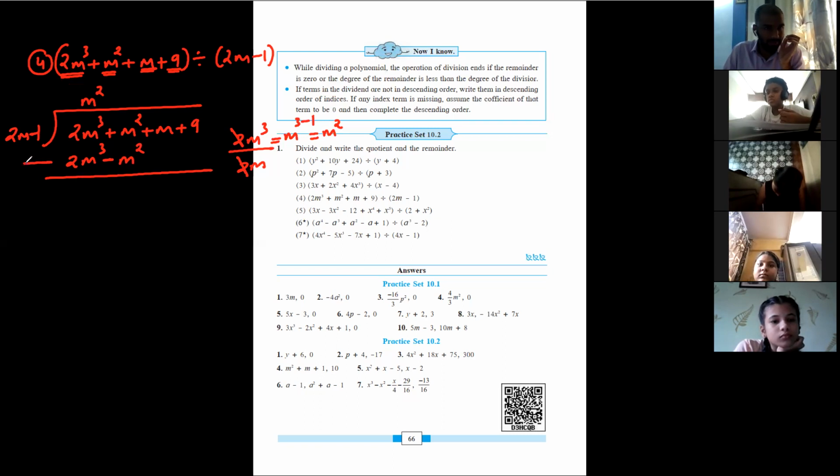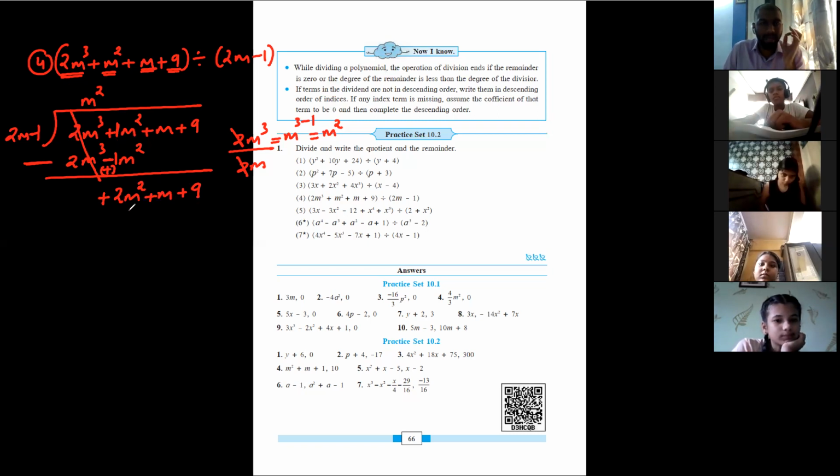Next, always you have to subtract. So on subtracting, this term gets cancelled. The minus m square at the bottom, its sign changes to plus. Now over here it is 1 and here it is 1. In 1 and 1, the bigger number's sign is plus, so I'll put plus at the bottom. The signs of both numbers are the same, so I'll add them. So it will be plus 2m square plus m plus 9.